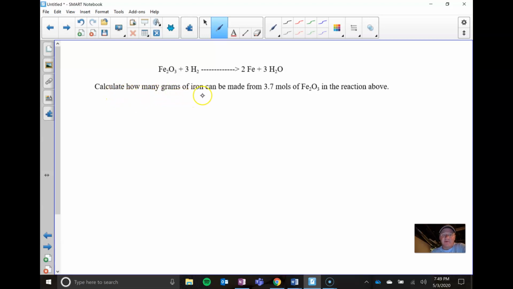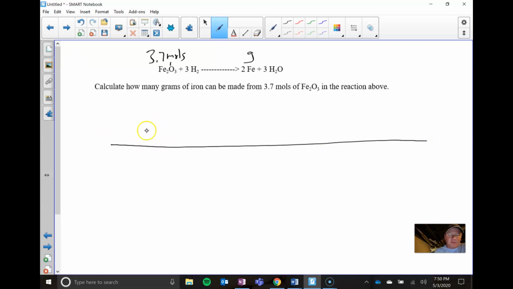Calculate how many grams of iron. So right off the bat, that's what we're trying to find. We're trying to find grams of iron. How many grams of iron can be made from 3.7 moles of Fe2O3 in the reaction above? So we're trying to calculate how many grams of this will be produced if we have 3.7 moles of this. Okay, so here's how that looks in your crossbar. Exactly the way that we've been doing all of these. I want to give myself plenty of room because these are going to have multiple steps.